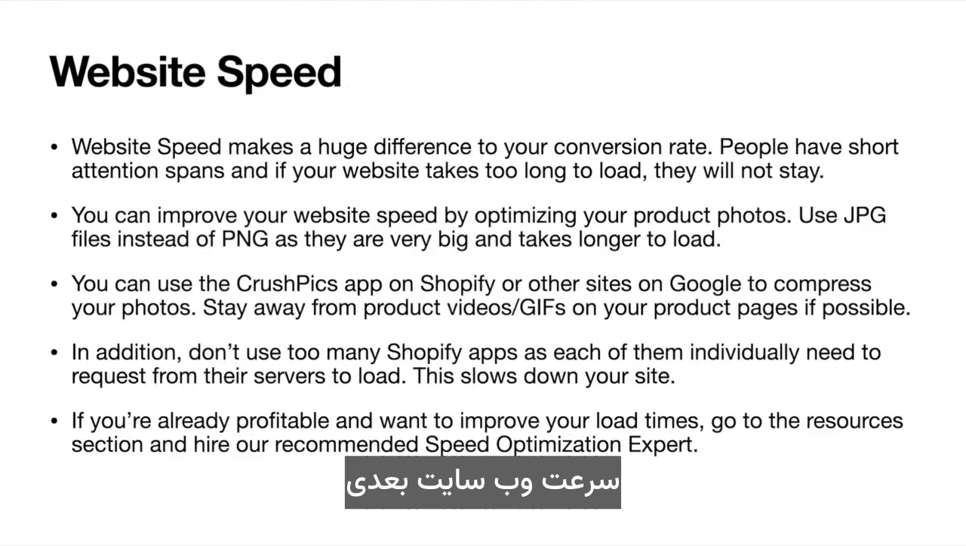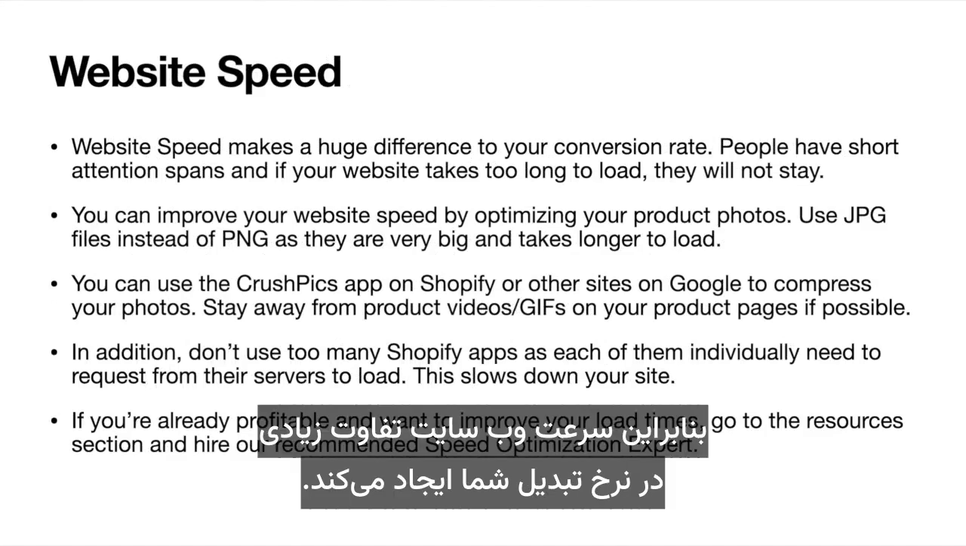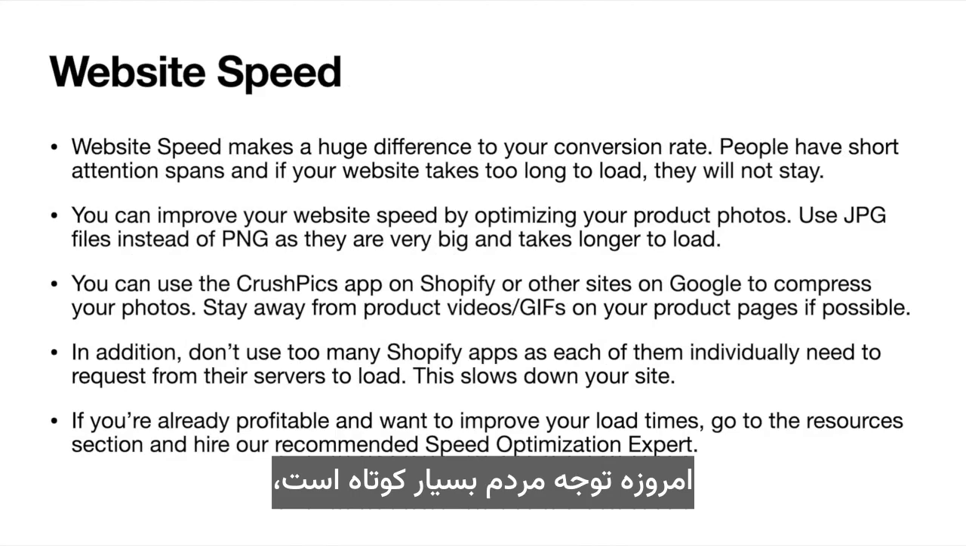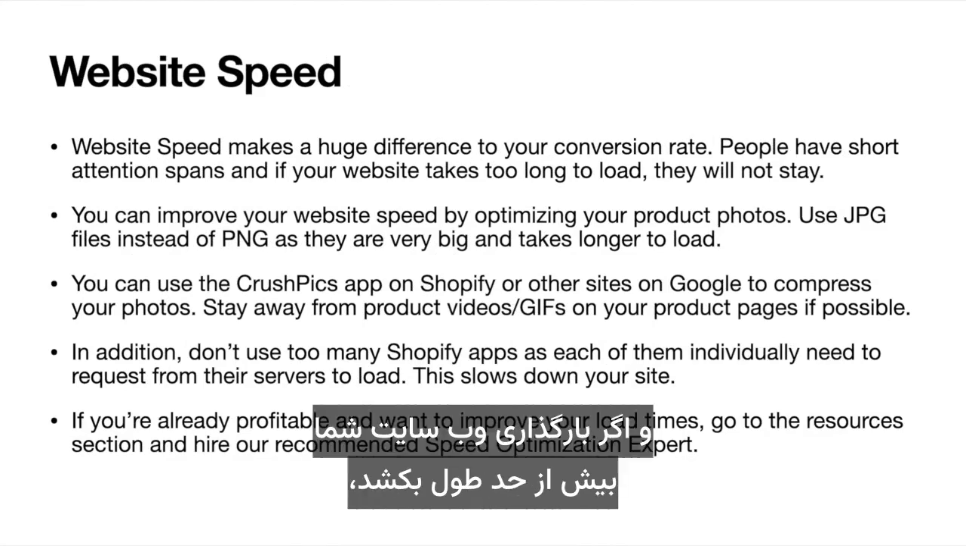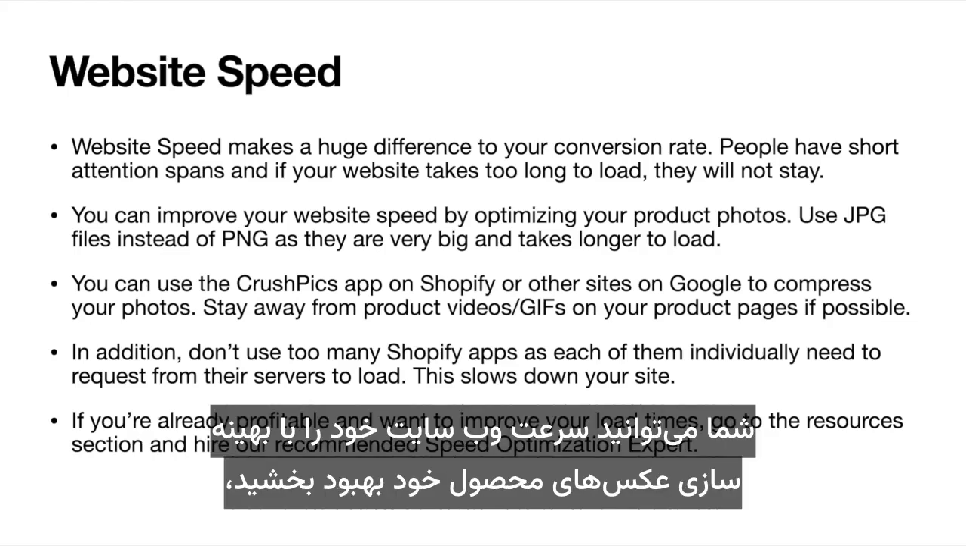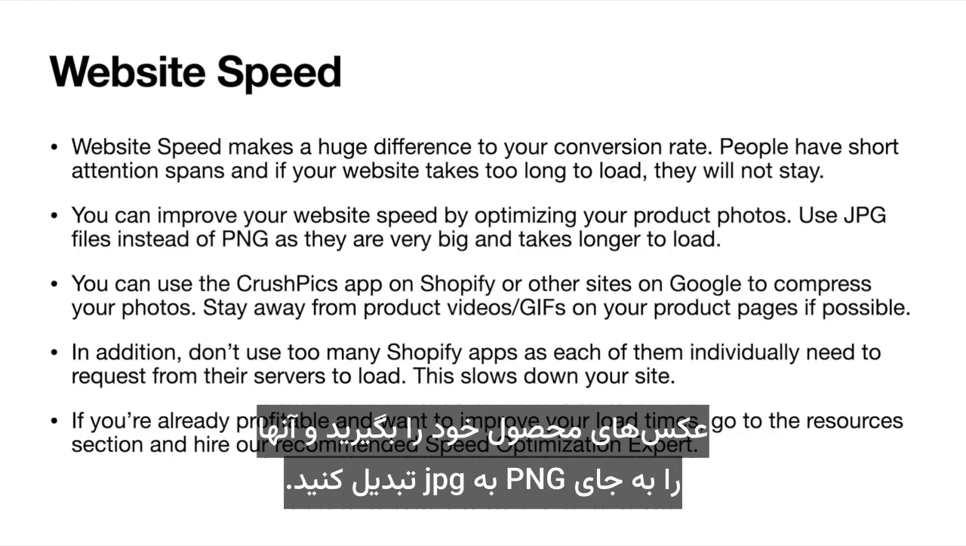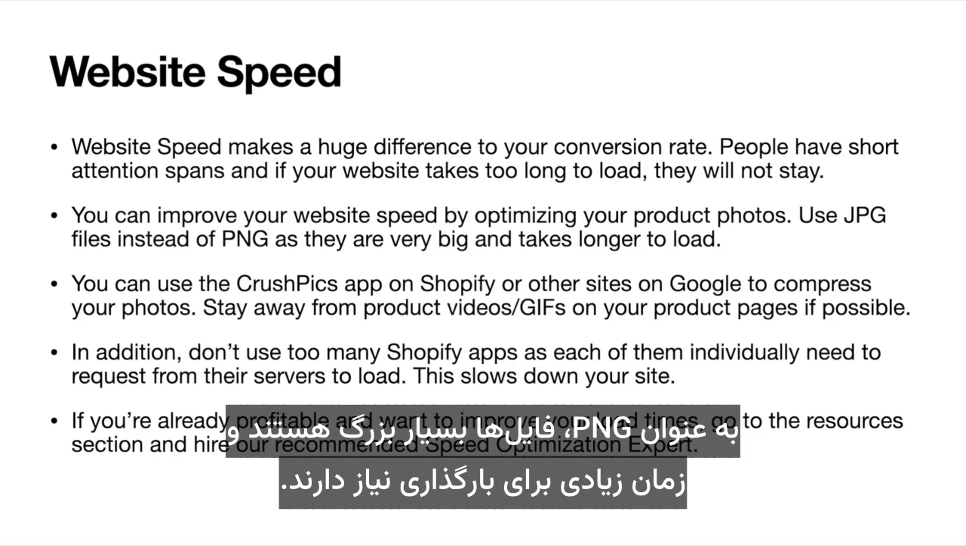Next, the website speed. So the website speed makes a huge difference to your conversion rate. Nowadays, people have very short attention spans, and if your website takes too long to load, they will not stay. You can improve your website speed by optimizing your product photos. Take your product photos and convert them to JPEG instead of PNG, as PNG files are very big and take a lot longer to load.